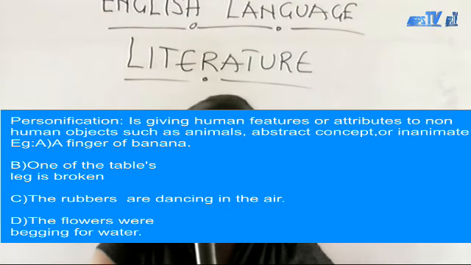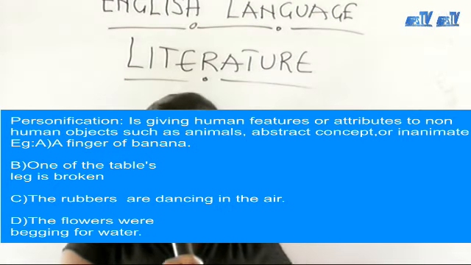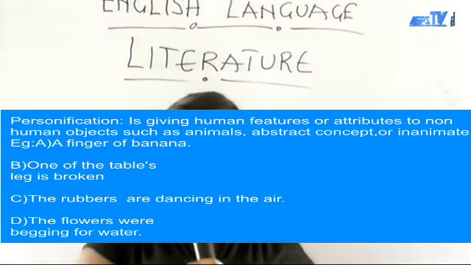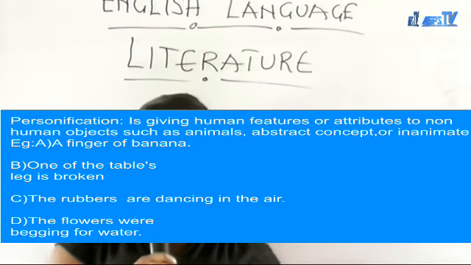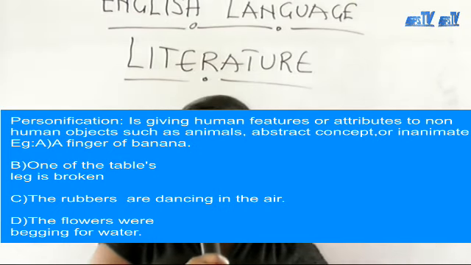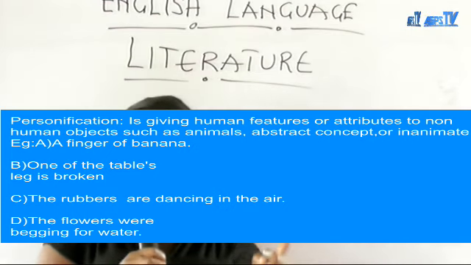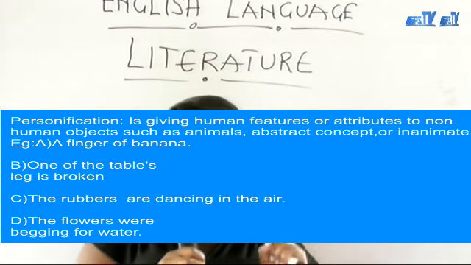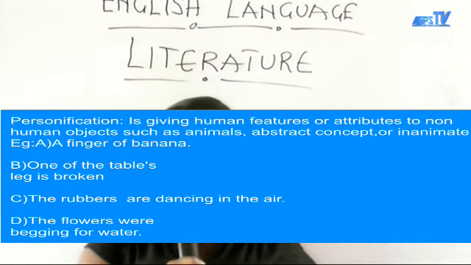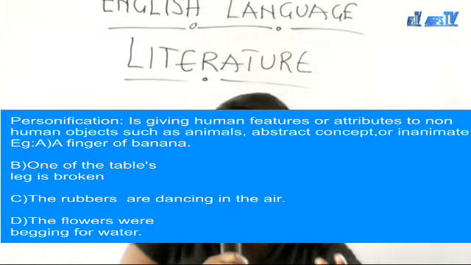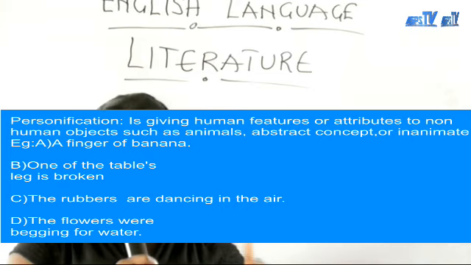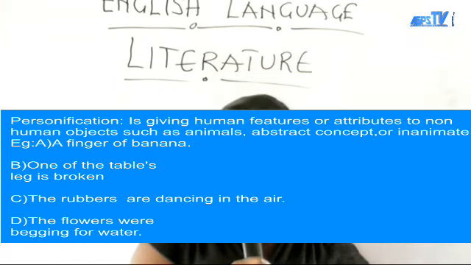So we will have our first example, a finger of banana. Here, human beings have fingers. No animal or concept or inanimate thing has a finger. Only human beings have fingers.